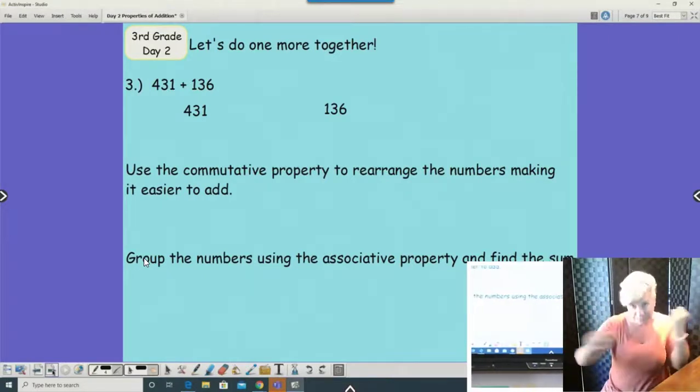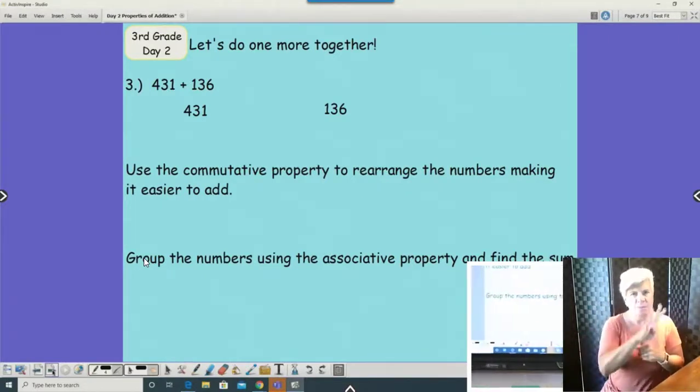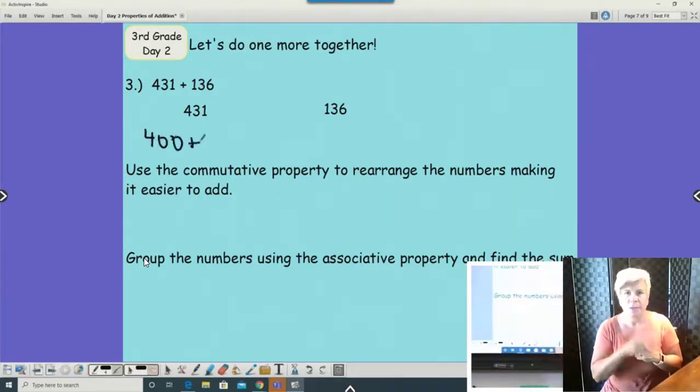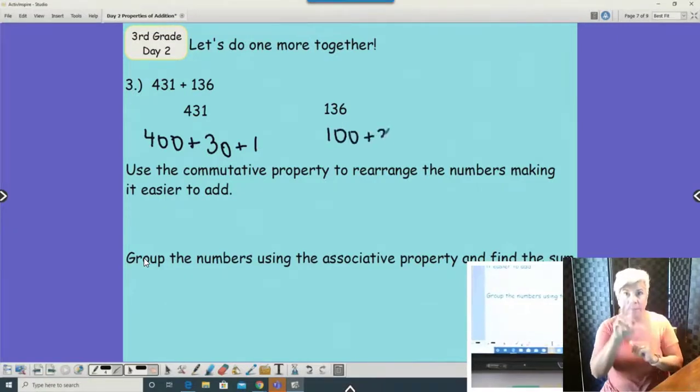Okay. So let's see. I think in this number, I see a 4 in the hundreds place. So I'm going to represent that with the number 400. I see a 3 in the tens place. So I'm going to use the number 30. And I see a 1 in the ones place. So 431. Try this next one, 136. Let's see how you do on that one. I'm going to give you just a few seconds. Okay, let's see. Did you do 100 plus 30 plus 6?